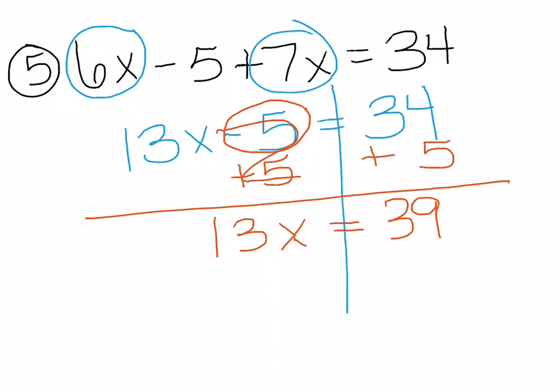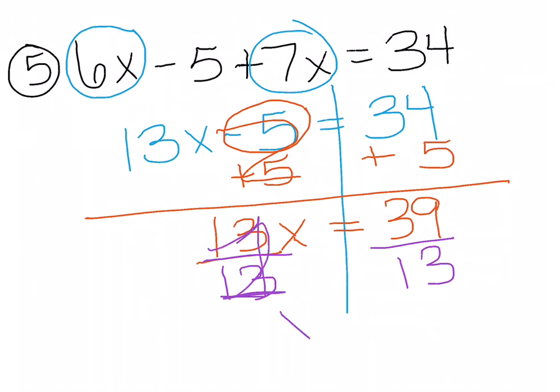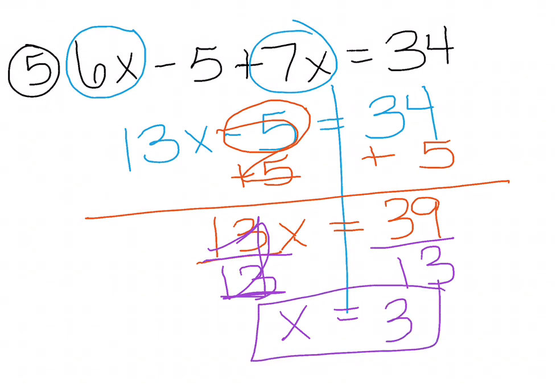I've got to get rid of the 13. It's multiplication between 13 and x, 13 times x. So to get rid of that, I'm going to divide both sides by 13. 13 divided by 13 is 1. 1 times x is x. 39 divided by 13 is going to give you the answer of 3. So x is equal to 3.